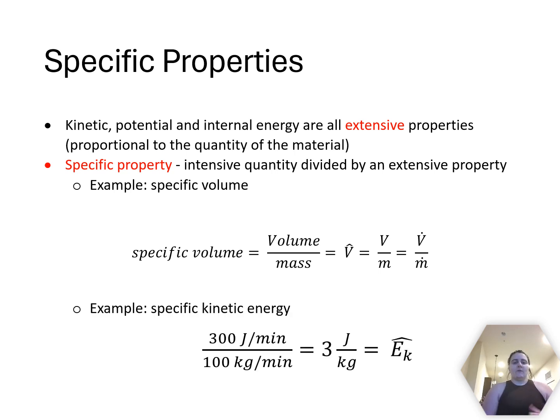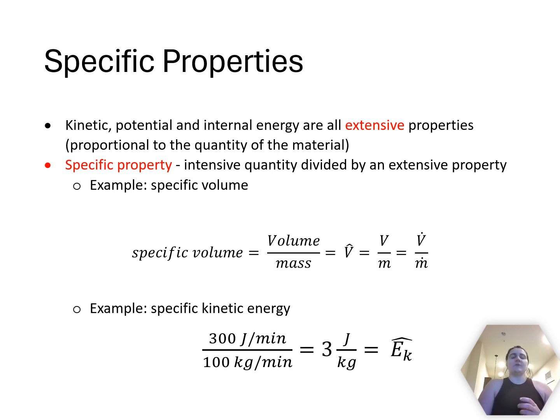So as an example, a specific kinetic energy is something that we could also have. A specific kinetic energy would be represented by a capital E sub K, but with a little caret or a little hat on top of it. And so that would be something like saying 300 joules per minute divided by 100 kilograms per minute gives us 3 joules per kilogram, which is considered a specific property.